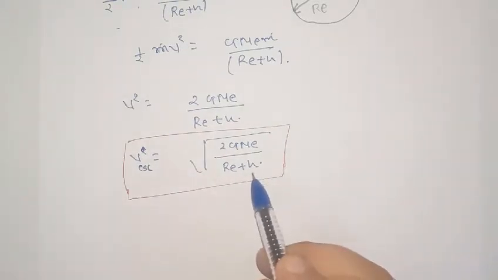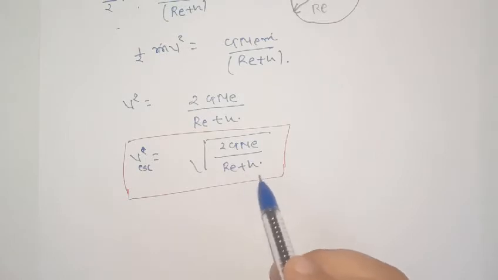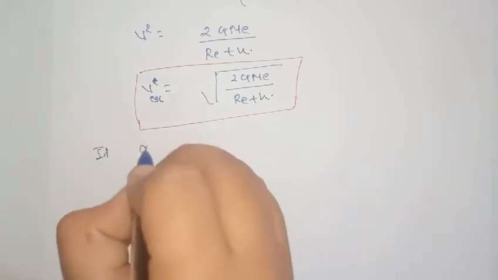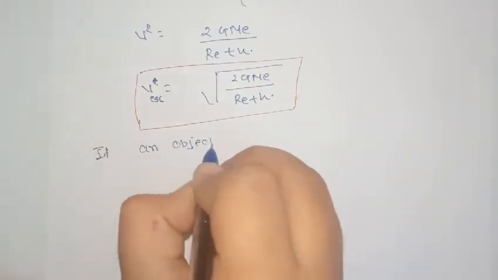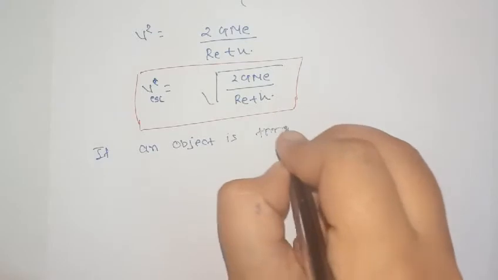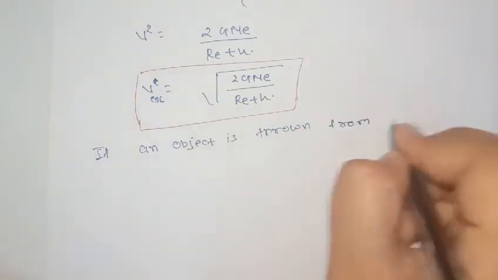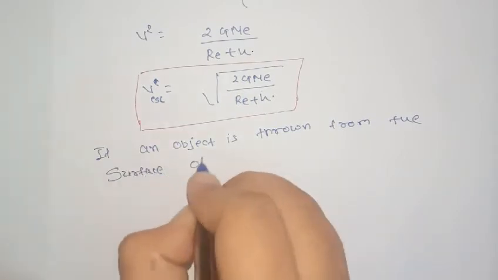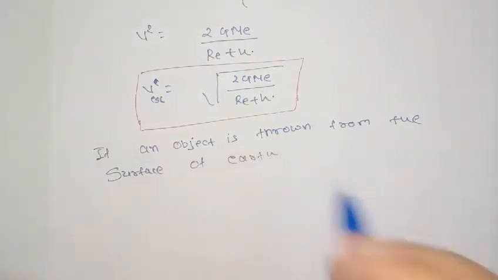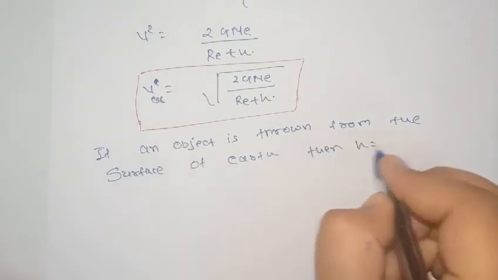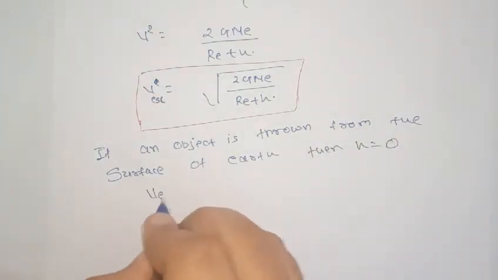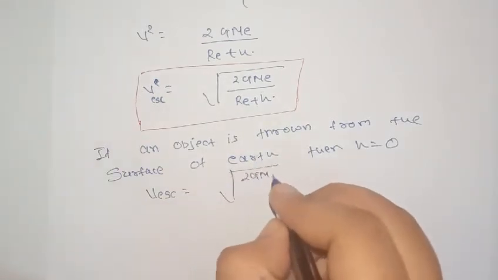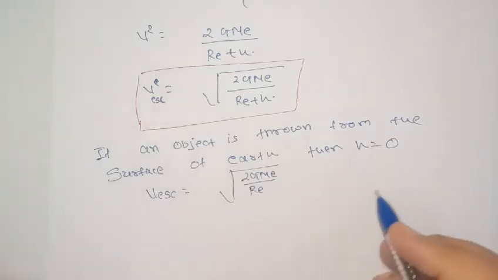This is the case when we have thrown the object from height h above the surface. If an object is thrown from the surface of Earth, then h will be equal to 0. So v escape will be equal to under root 2 G M_e upon R_e.